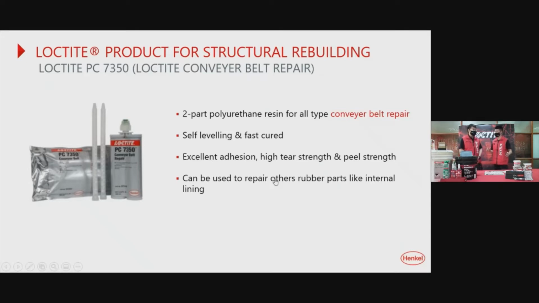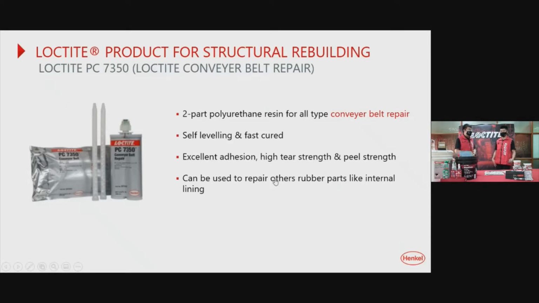This is very important because, like I mentioned in the previous slide, weak bonding force will cause unreliable repair. With high peel strength and high tear strength, it presents a very reliable solution for conveyor belt patching or conveyor repair applications. For industrial conveyor belts, we normally carry a lot of solid content or high weight. That's why, like Kim mentioned, high peel strength and all these properties are very important.